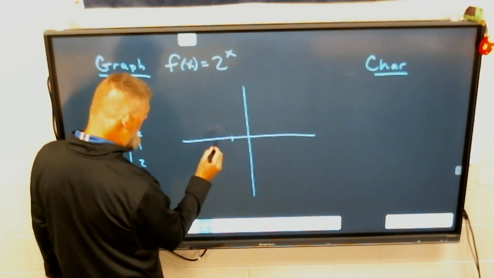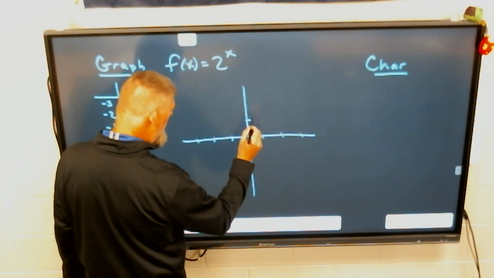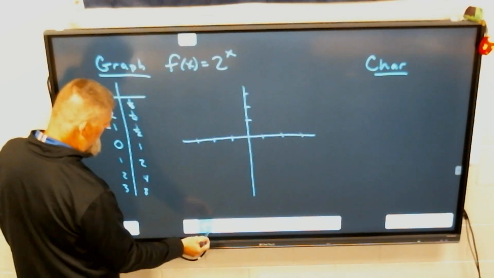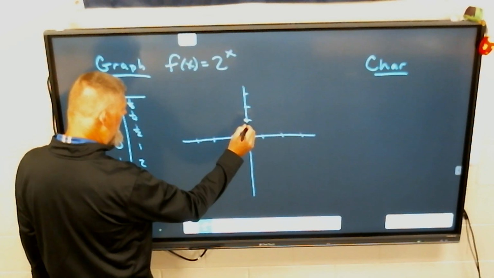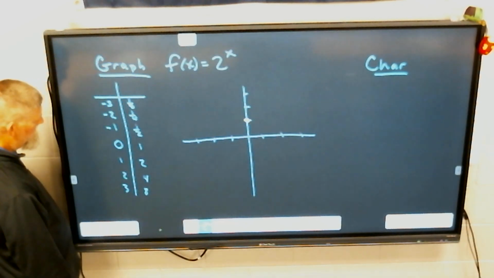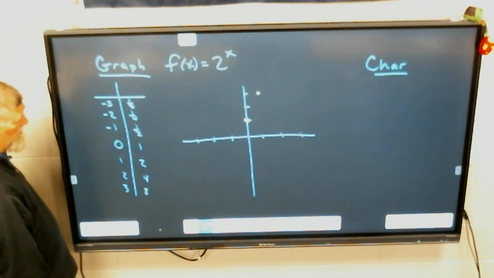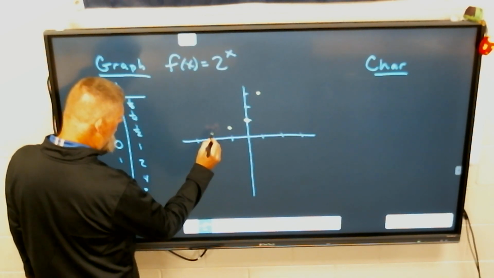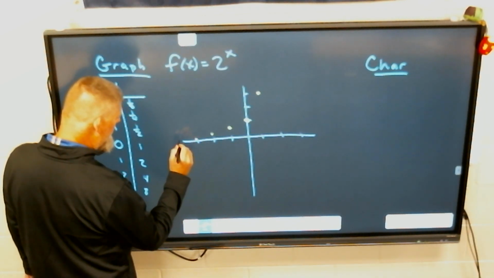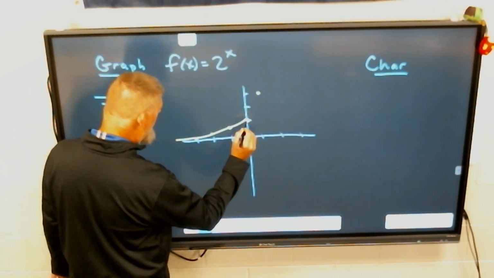Okay, so I'm gonna go 1, 2, 3. Change colors. Then graph those points 0, 1, and 1, 2. I can't graph 2, 4, or 3, 8, they're off my graph. -1, 1/2. -2, 1/4. -3, 1/8. So we see our graph looks something like that.